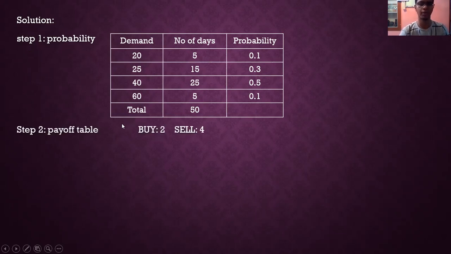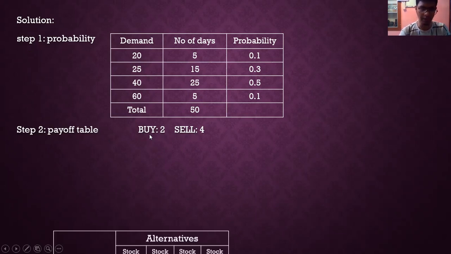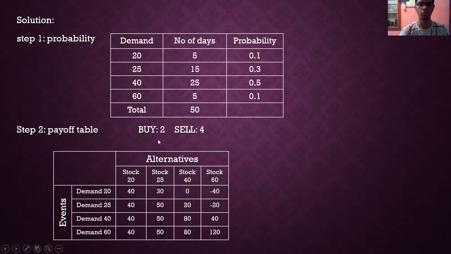Now we have to prepare a payoff table. As I said earlier, these are the two important things: how much we are buying for and how much we are selling for. We are buying for rupees 2 and selling for rupees 4. By selling we make a profit of 2, and if we don't sell, we'll make a loss of rupees 2. This is a thing we have to remember.